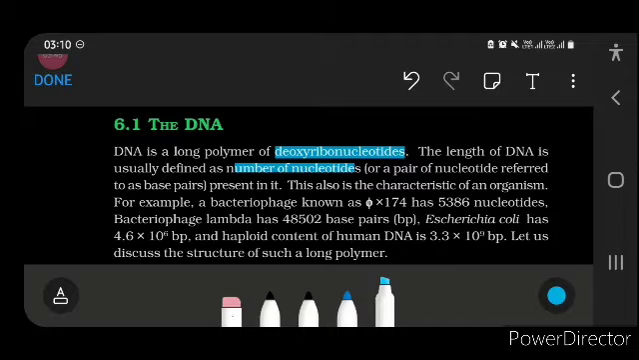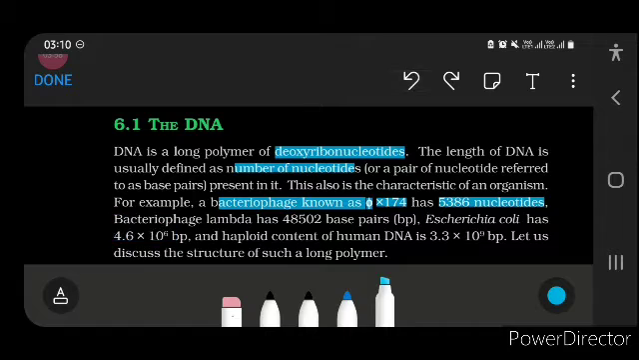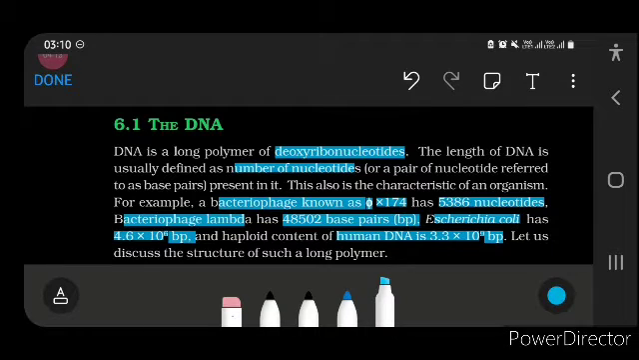For example, a bacteriophage known as Phi 174 has 5386 nucleotides. Bacteriophage lambda has 48,502 base pairs. Escherichia coli has 4.6 into 10 to the power 6 base pairs, and the haploid content of human DNA is 3.3 into 10 to the power 9 base pairs. Let us discuss the structure of such a long polymer.